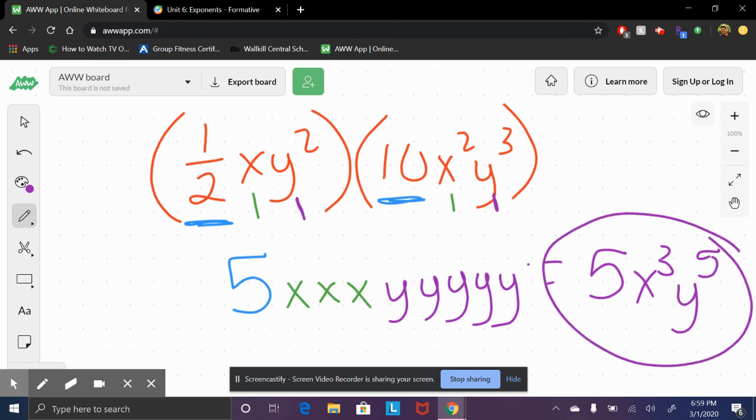So again, multiply the numbers out in front. Keep the bases, add the exponents. So use these rules to apply them to the problems you're going to work on in class.